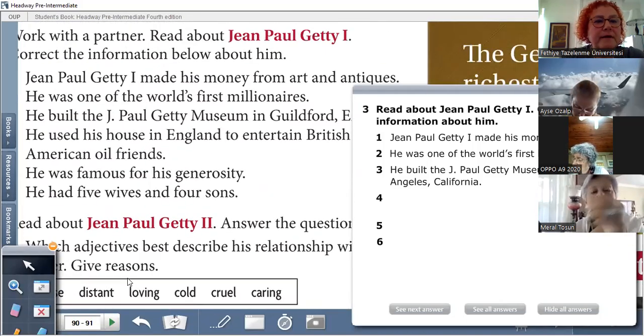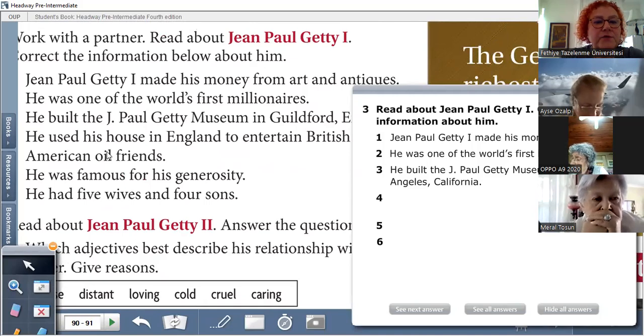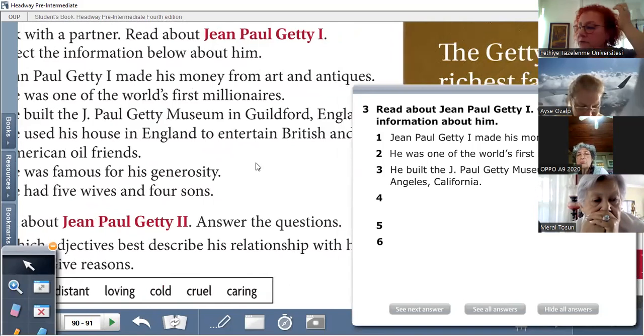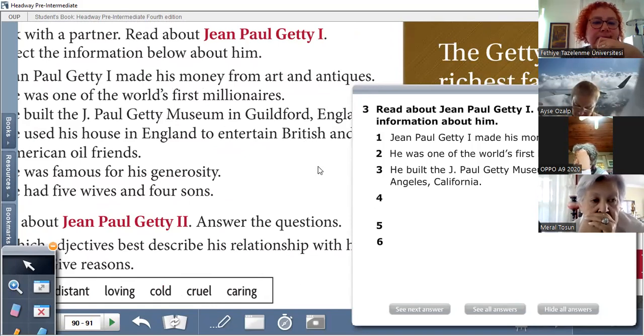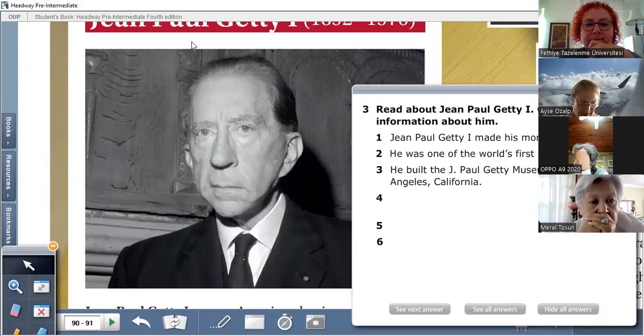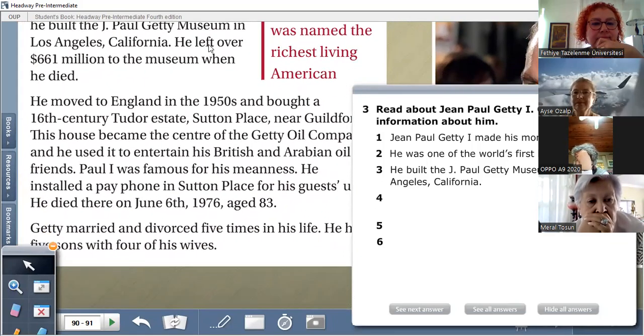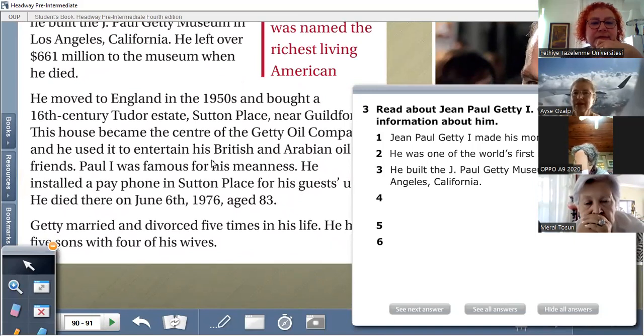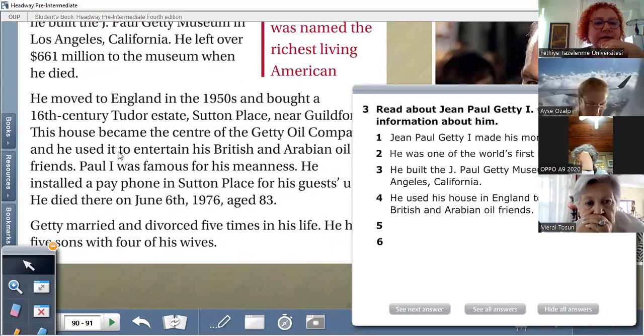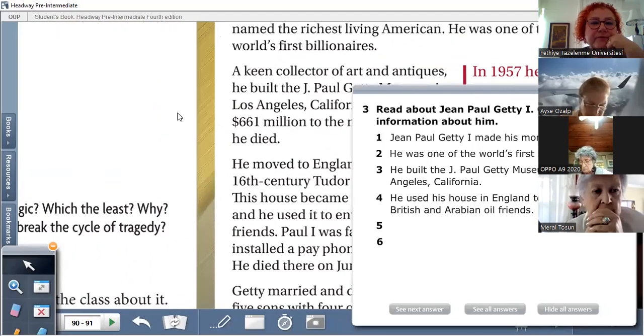And here, he used his house in England to entertain British and American oil friends. Yes, right. He used his house to entertain Arabian oil friends. Okay, that's right.